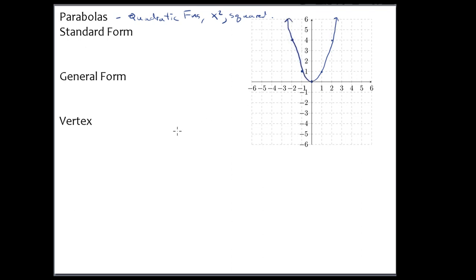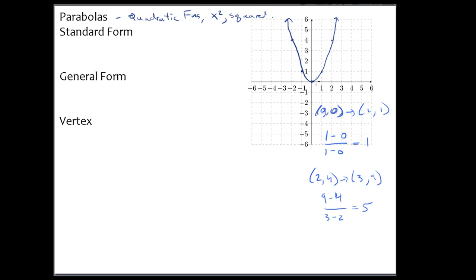A quick thing about parabolas here is that if I take the slope from 0, 0 to, let's say, 1, 1, that's 1 minus 0 over 1 minus 0. That slope, that average rate of change, is 1. If I go from, let's say, 2, 4 to 3, 9, then that's 9 minus 4 over 3 minus 2, which is 5.